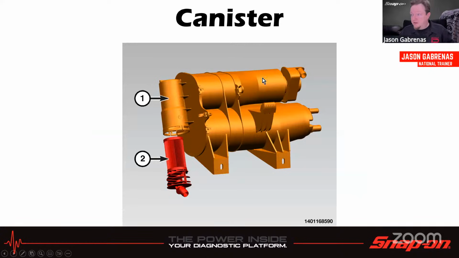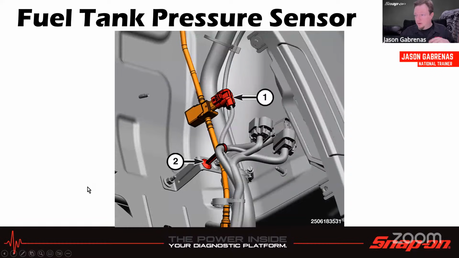And then the canister, it's kind of an interesting looking canister, I would say, compared to most others. Most just kind of look like a box. This one looks like a couple of cylinders, I guess. And then there's that eSIM we just looked at. There's some inlet and outlet, and then there's that filter we were talking about earlier too. So there's actually a filter in there. Also, a little unique on this vehicle is the fuel tank pressure sensor is not on the fuel tank.